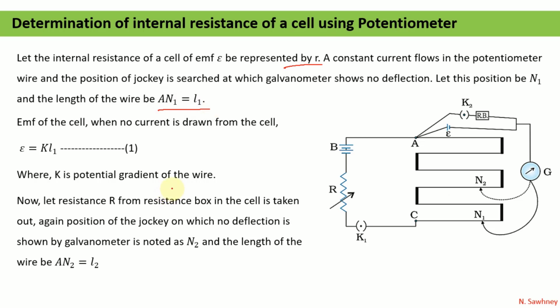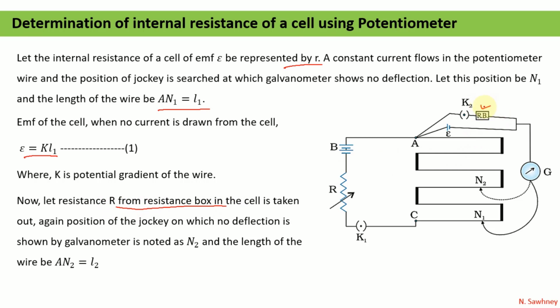The EMF of the cell when no current is drawn from the cell will be equal to K times L1, just by the principle of the potentiometer, where K is the potential gradient of the wire. Now, let us take a resistance from the resistance box. This is the resistance box placed.